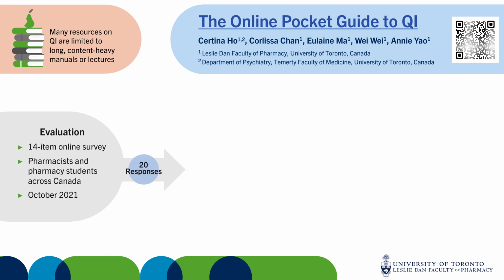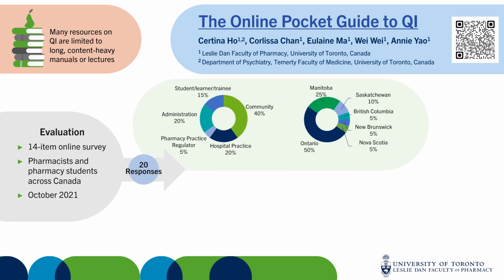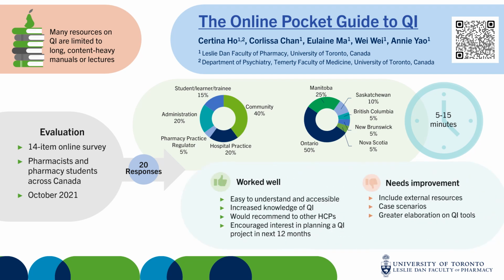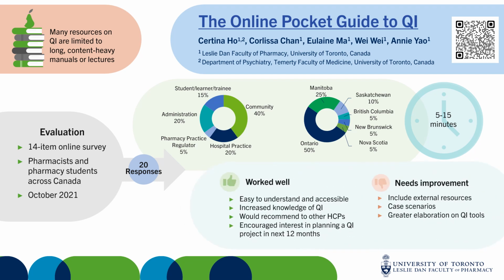We had 20 respondents that came from diverse areas of practice. Half of them came from Ontario, but we also saw responses from Manitoba, Saskatchewan, and other provinces. It took between 5 and 15 minutes to completely read the guide. The respondents agreed that the QI Pocket Guide was easy to understand, accessible, increased users' knowledge of QI, and would be recommended to other health professionals or students.